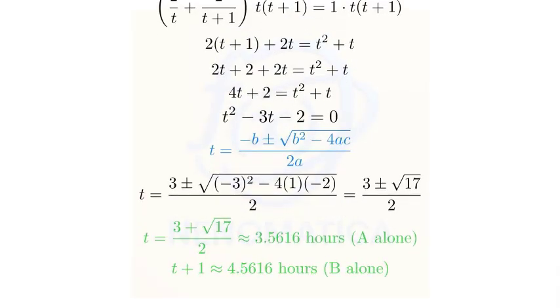T equals 3 plus square root of 17 over 2, approximately 3.5616 hours for machine A. Then machine B needs 1 hour more, which is about 4.5616 hours.